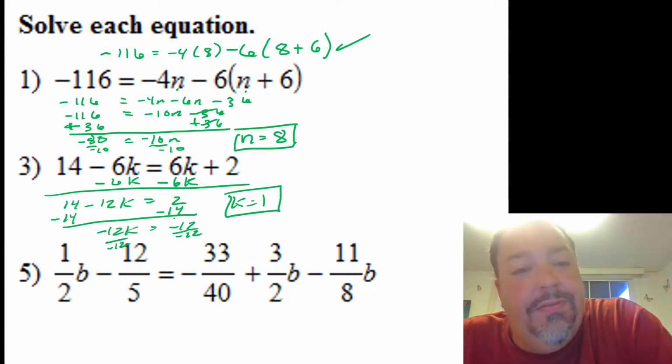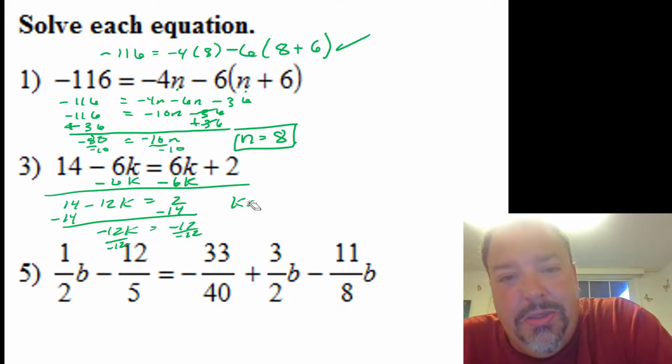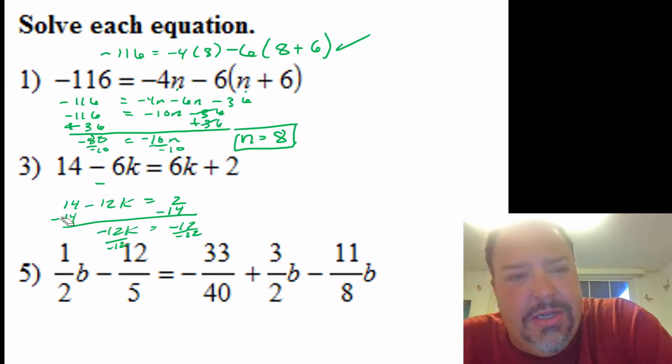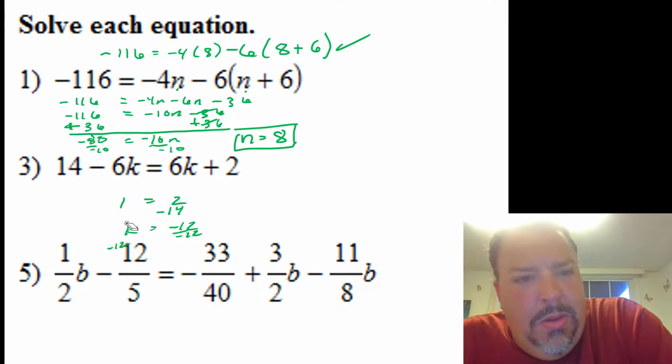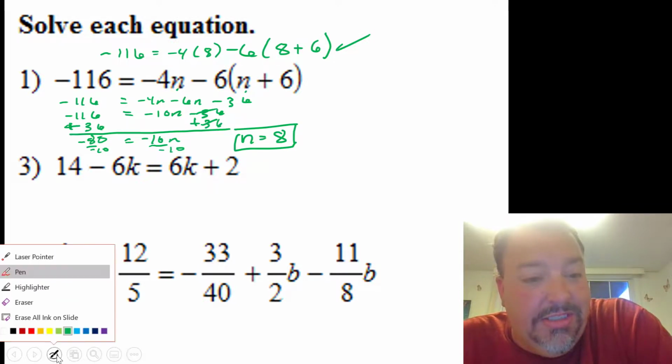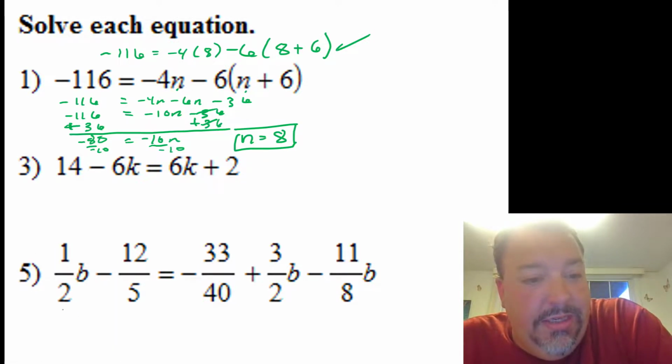Number 5. This one has fractions. And you could do the same thing with fractions, but I'm going to show you a little way to get rid of the fractions. The trick with the ones that have these fractions in it is to find the LCD, the least common denominator. So if you're looking at the denominators here, we got 2, 5, 40, 2, and 8.